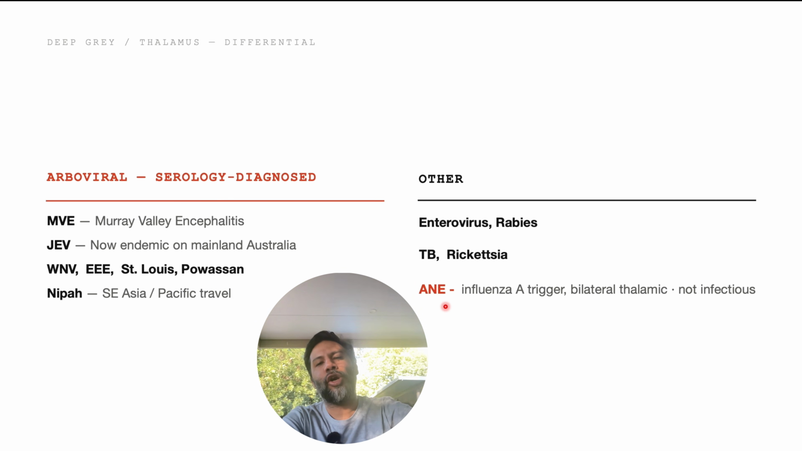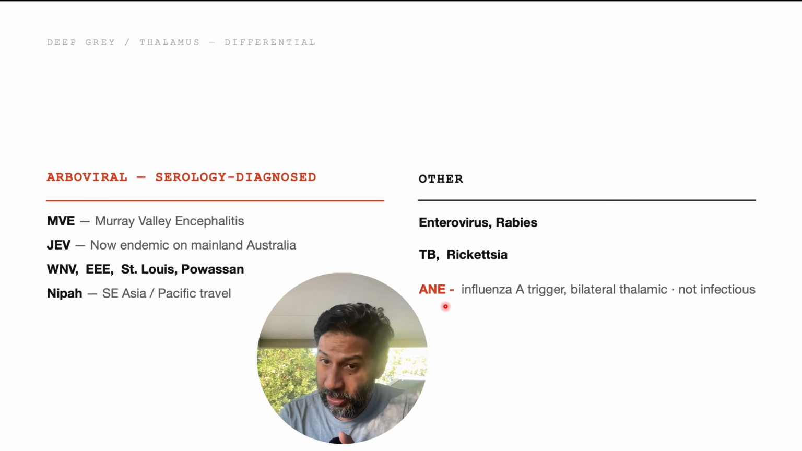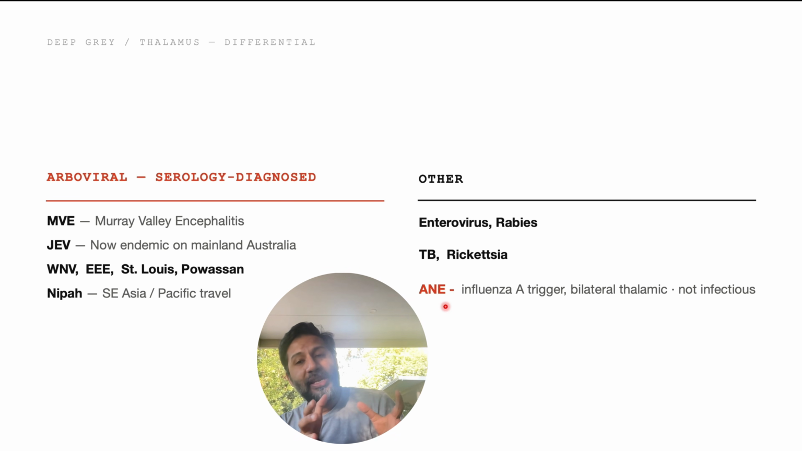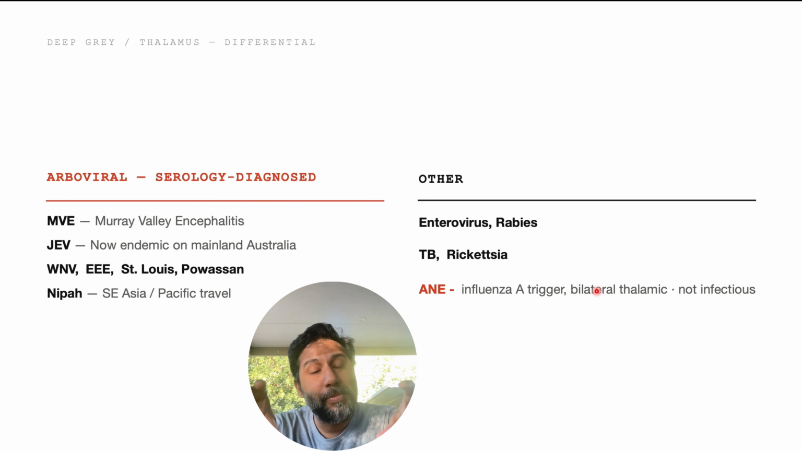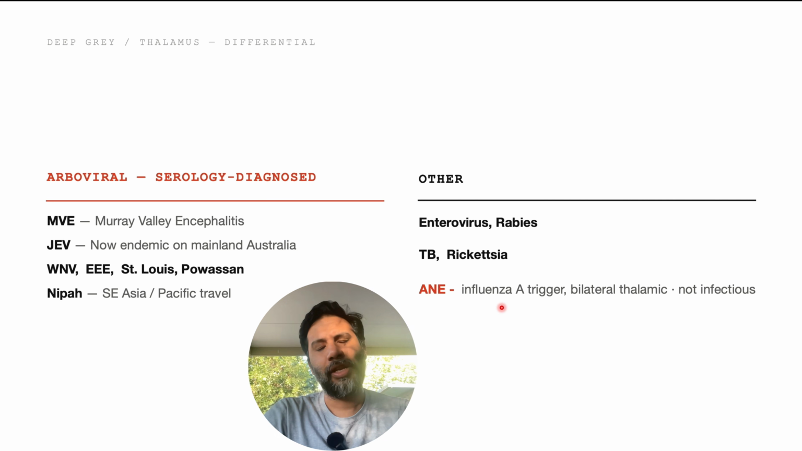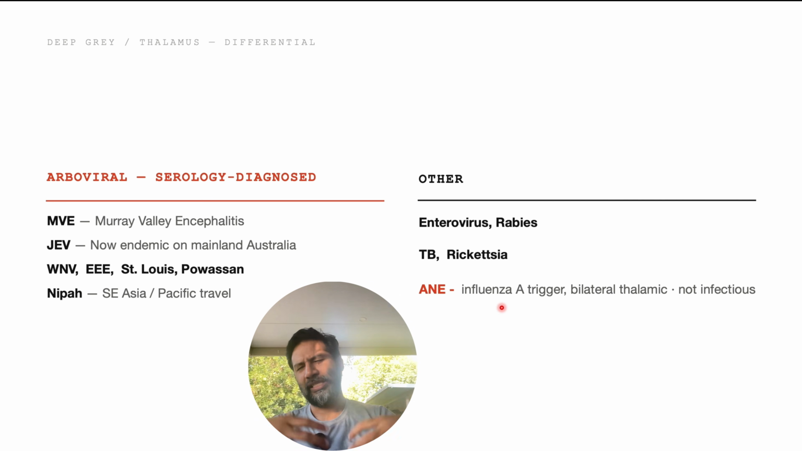ANE, so acute necrotizing encephalitis, is when you get influenza A. While you're still infected with influenza A, you can get an encephalitis or an encephalopathy, and you get bilateral thalamic and midbrain involvement. This is not the infection itself, this is not the influenza, but it's a complex system where we suddenly get a cytokine storm from the infection, and there's some level of inflammation that occurs in the brain, and it's closely related to a mutation with RANBP2.